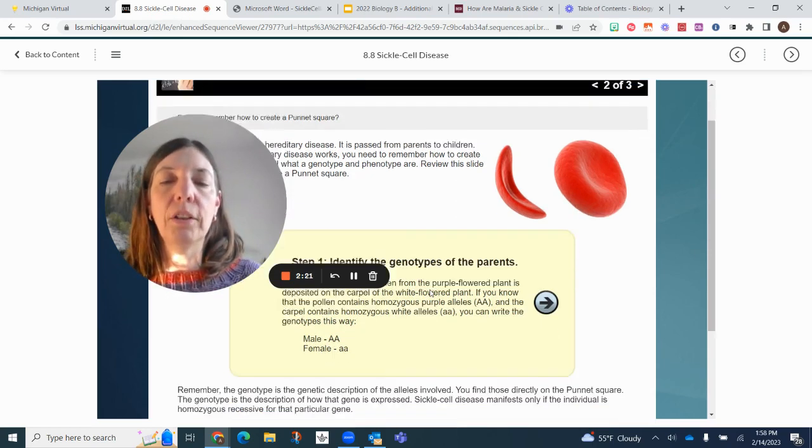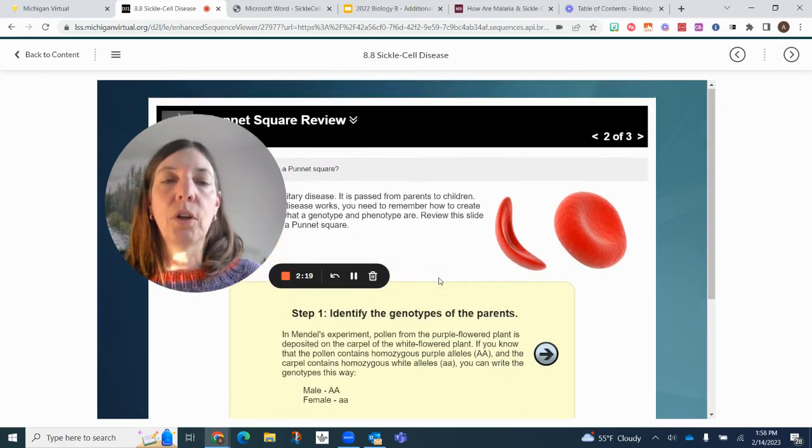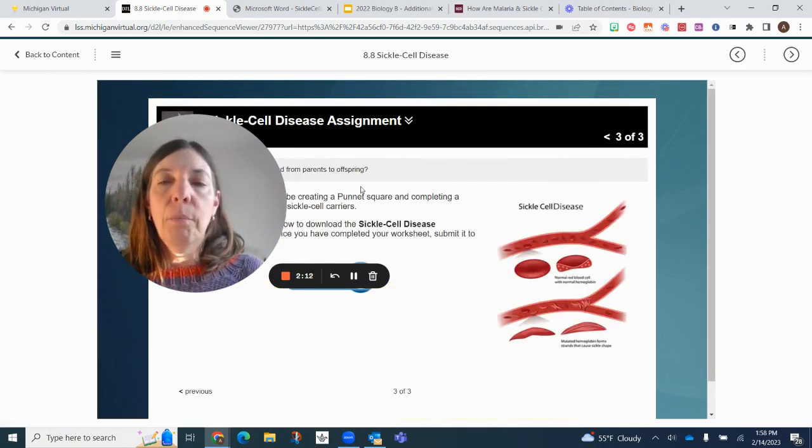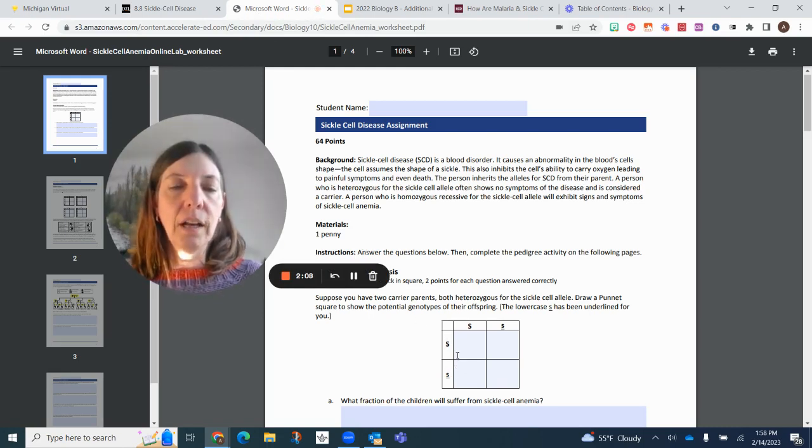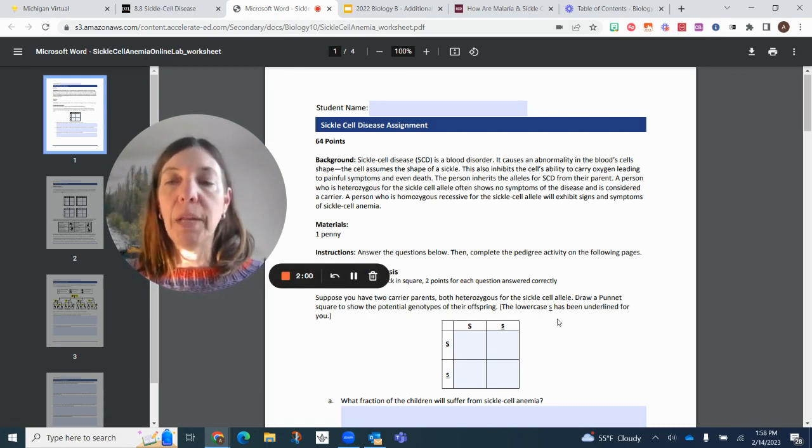Okay, moving on though, we're going to go right to the worksheet. You're going to learn a little bit about Punnett squares here, so you can learn about this. A Punnett square is something that shows you how you get some genes from one parent and some genes from your other parent.